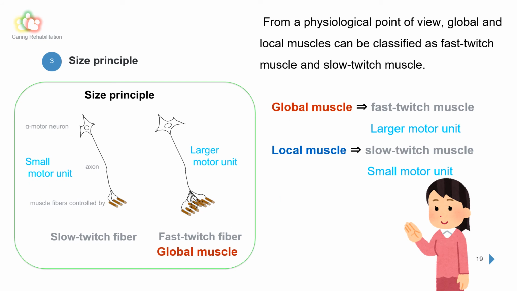From a physiological point of view, global and local muscles can be classified as either fast-twitch or slow-twitch muscles. Fast-twitch muscles consist of large motor units, while slow-twitch muscles are made up of small motor units. In other words, the global muscle is the fast-twitch muscle, which is composed of large units, and the local muscle is the slow-twitch muscle, which is composed of small units.